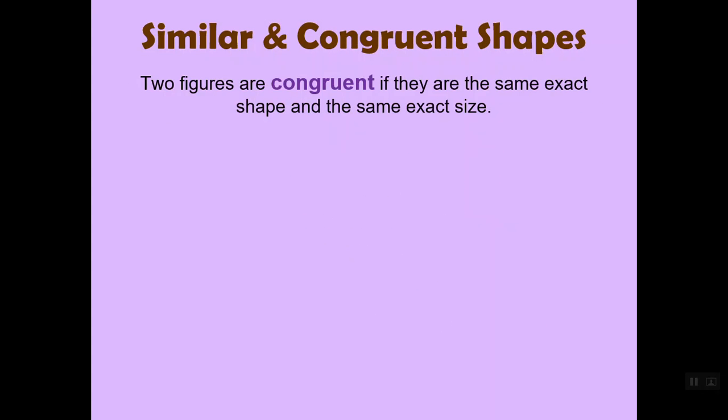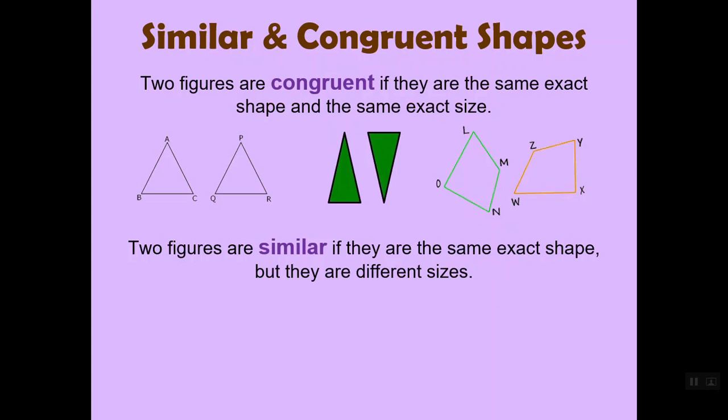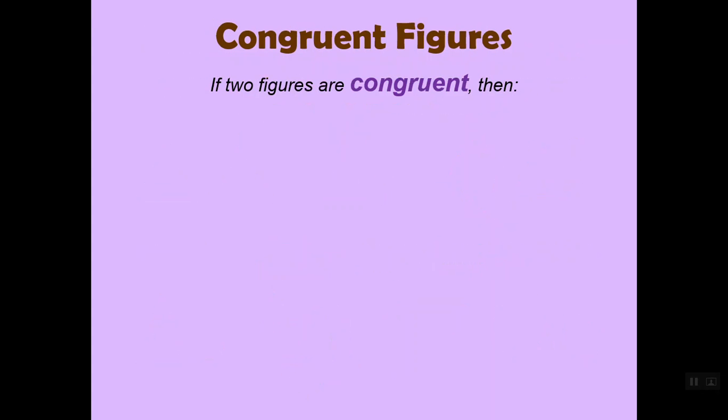Similar and congruent shapes. Two figures are congruent if they're the exact same shape and the exact same size. All corresponding parts are equal in measure. Two figures are similar if they're the same exact shape, but they're different sizes.